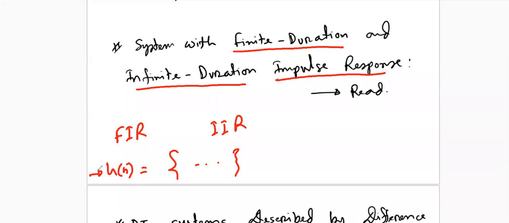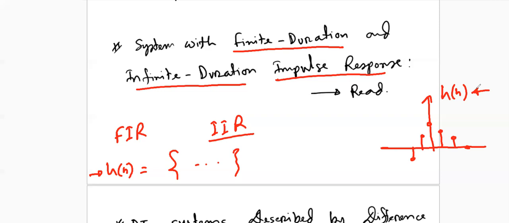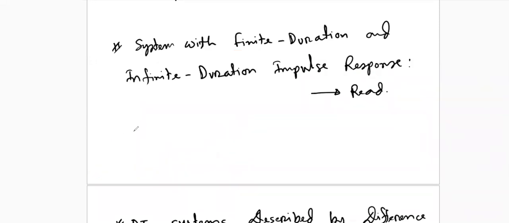From the graphical representation, we can show that, okay, we have this kind of impulses, maybe like this. This is our h[n]. Of course, this is a finite duration value. On the other hand, in case of IIR system, we have the impulse response which contains the infinite impulses. In mathematical term, we can write it like this.